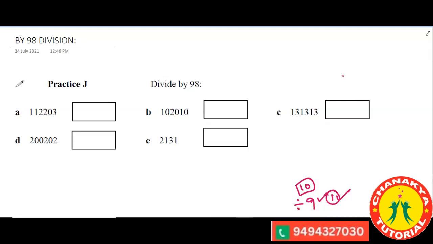Okay, sir. Vinisha. Yes, sir. Proceed. Write 11 as it is. Then 11 double is 22. 22 plus 22 is 44. 44 double is 88. 88 plus 3 is 91. And the answer is 1144 with remainder 91. Very good. Correct.